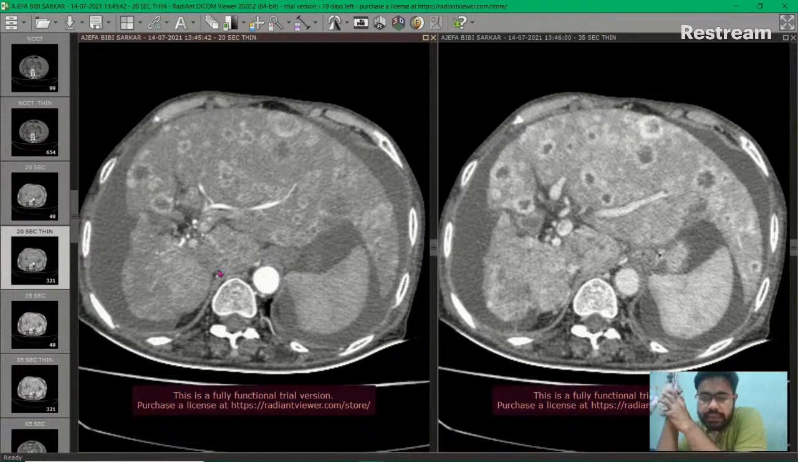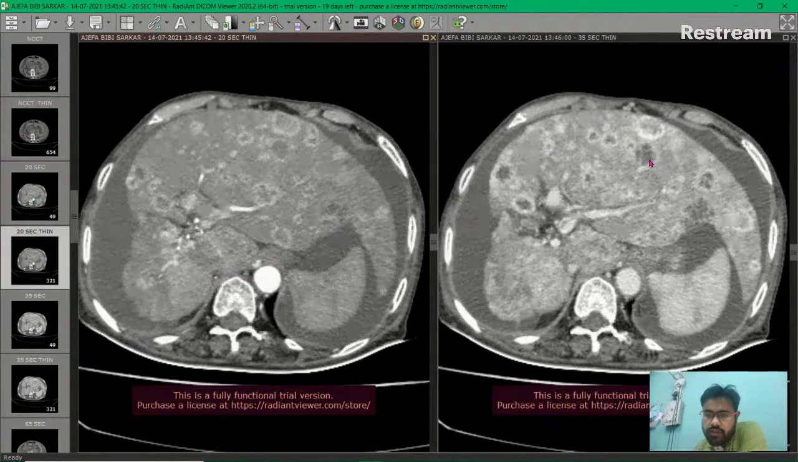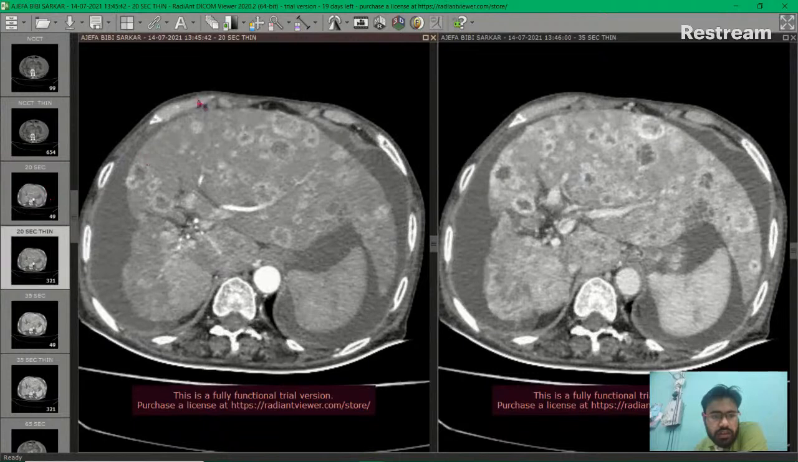So we performed a CT scan. And as this case is related to this topic, that's why I am showing this case. This is the 22nd image, and this is the 35-second image. That means this is the early arterial phase. This is 35-second, or some people say arterioportal phase or portal venous phase, whatever. And we also have a delayed image at 65 seconds.